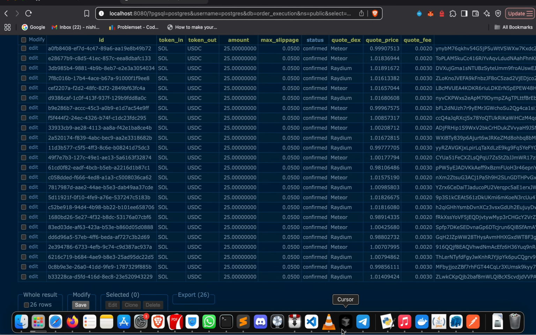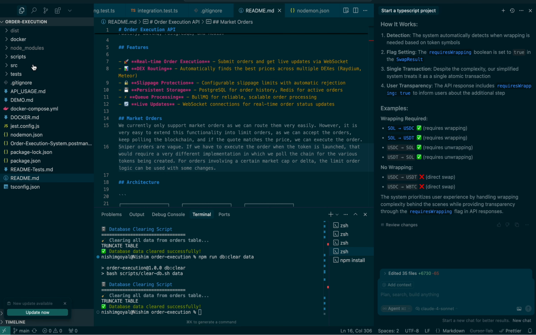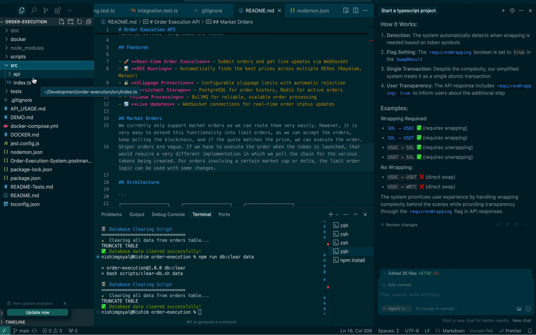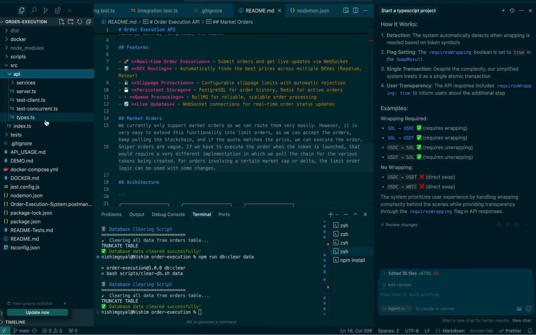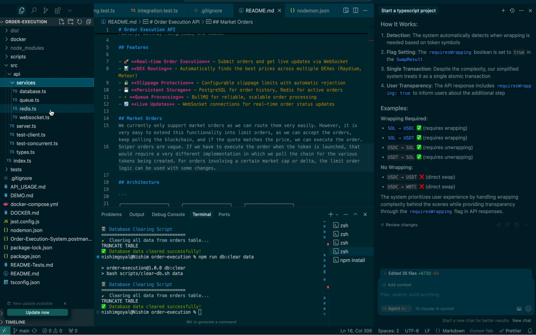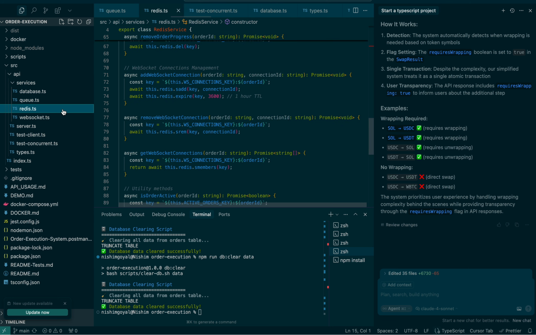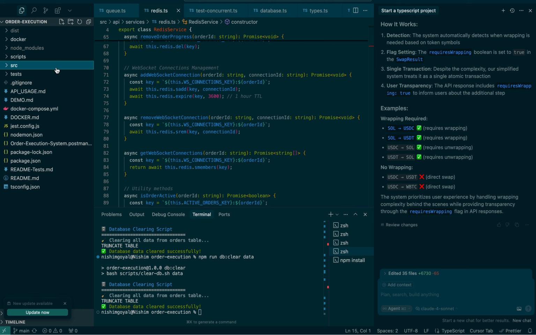We have implemented queuing and the features using Redis. It's in this folder. In services, queue.ts and redis.ts for caching. You can look at the code there.